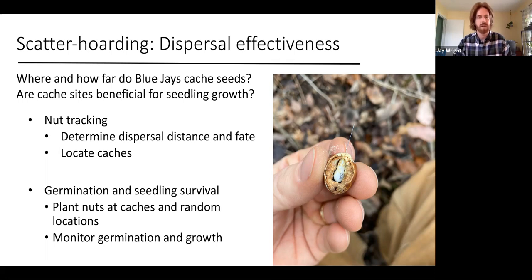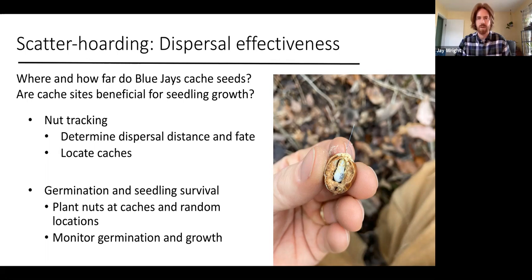So there are 2 methods here that I used, but the main method was actually tracking the acorns themselves. I would offer on the platforms acorns and chestnuts that I put a radio telemetry tag in. This photo here shows one of those. I've drilled a hole into the acorn, inserted that small radio telemetry tag and cut the antenna, so there's just a little bit of the antenna sticking out of the nut. And then I offer those on the platforms. When the blue jays take those and fly off with them, I can use a radio receiver and antenna to home in on the nut and find the cache.